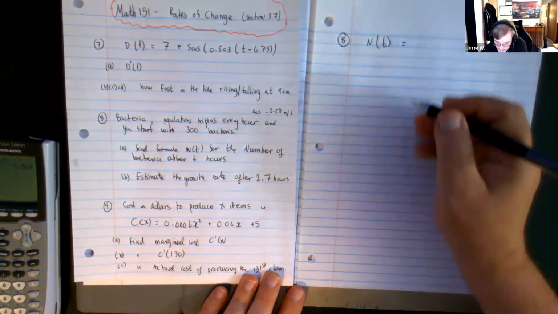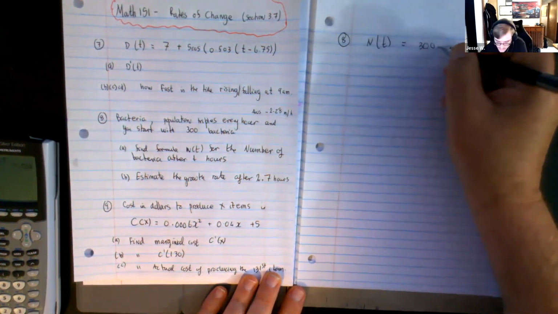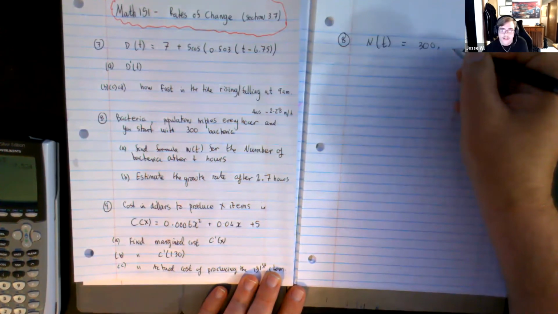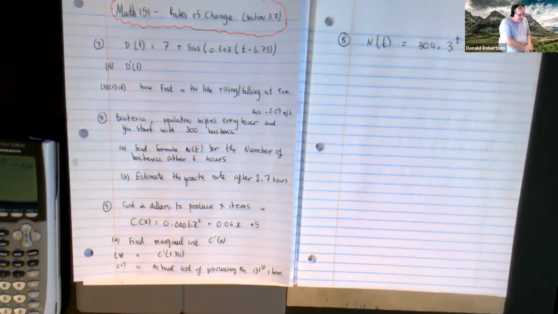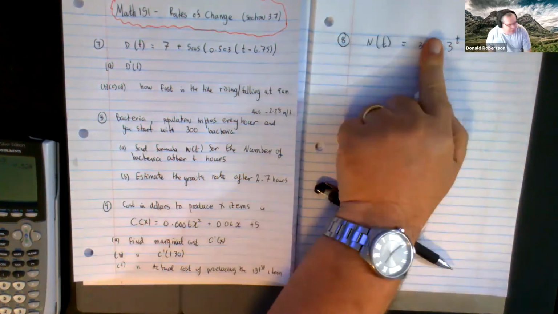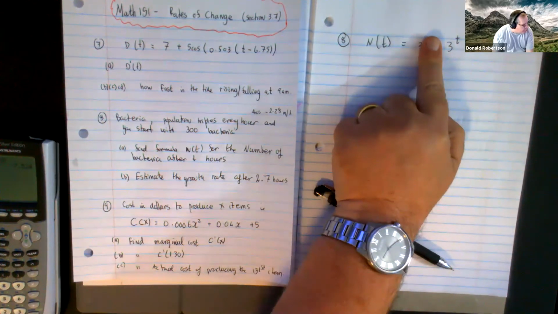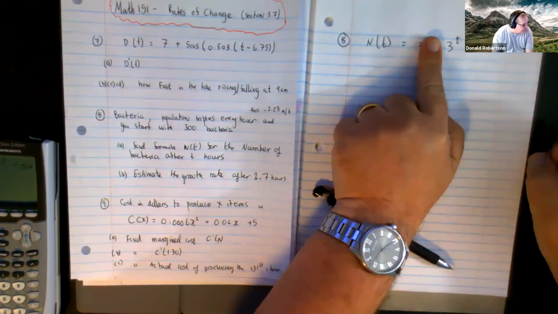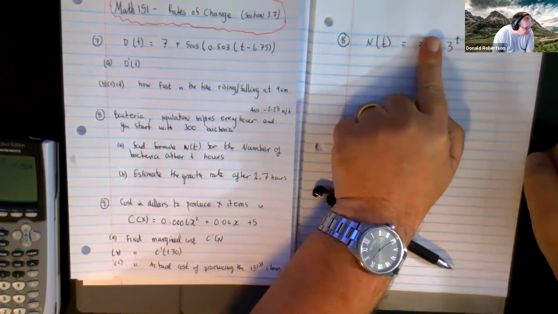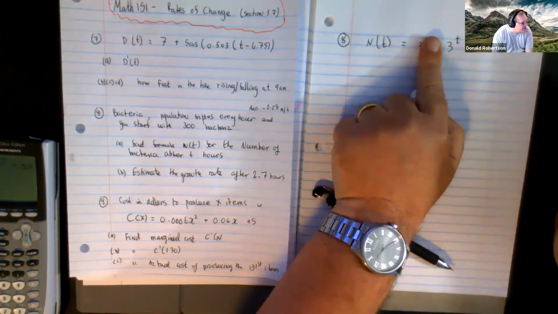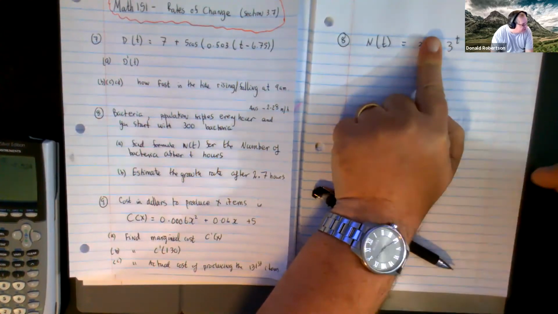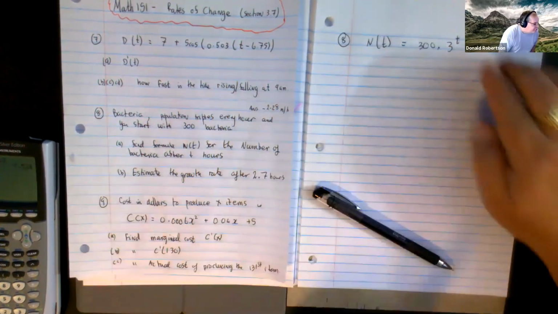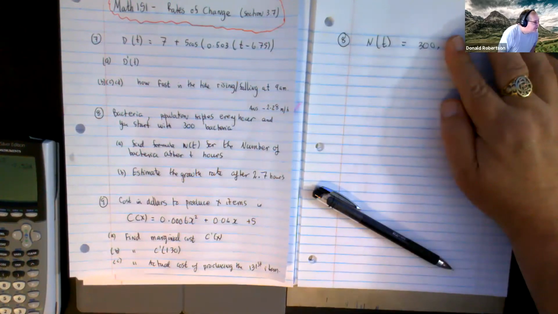300 times 3 to the t. Nailed it. That is exactly the formula. Now let's put in the pieces. If something's tripling, after 1 hour, it's 3 times. After 2 hours, isn't it 3 times 3, which is 3 squared? After 10 hours, isn't it 3 to the 10, right? 3 times 3 times 3, 10 times. After t hours, it's 3 to the t. What's the 300 doing at the front? Isn't that how many you started with?